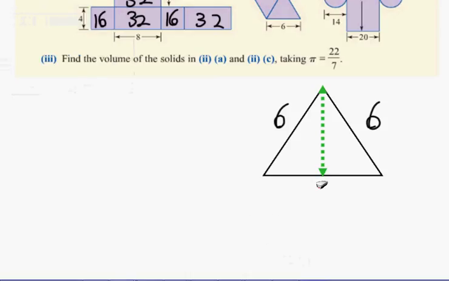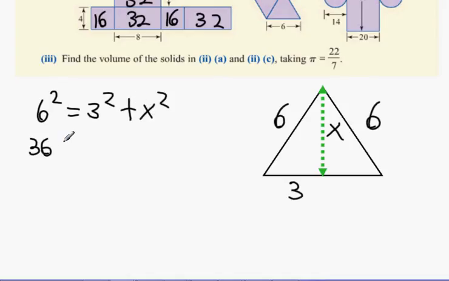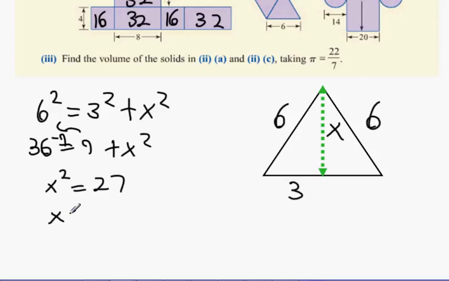Lads, this one here, what we said earlier was, if we make a right angle triangle out of it, we can cut it into half. So it's going to be 6, 3, and x is going to be the opposite side. So what you'd have to say is 6 squared equals 3 squared plus x squared. That's going to be 36 equals 9 plus x squared. When we bring over the 9, it changes to minus 9, so we know that x squared equals 27. X therefore is the square root of 27.